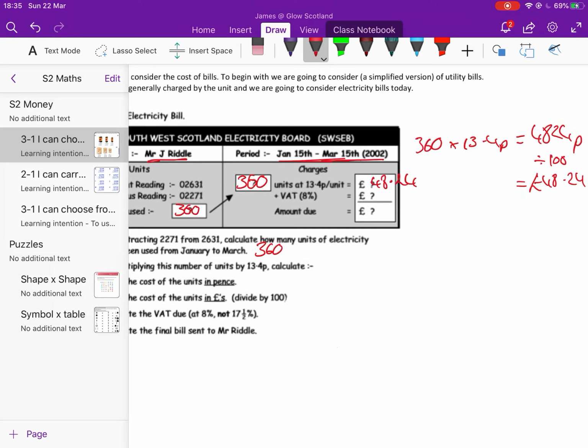VAT, so value added tax, that's tax that is on goods and services in the UK. We're saying that that's going to be worked out at 8%. So to do 8% of our £48.24, 8 divided by 100 times 48.24. Then again, you can fire that all into your calculator in one go. That should work out the heavy lifting for you.